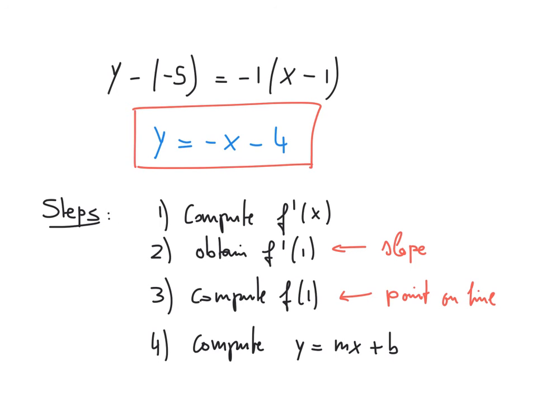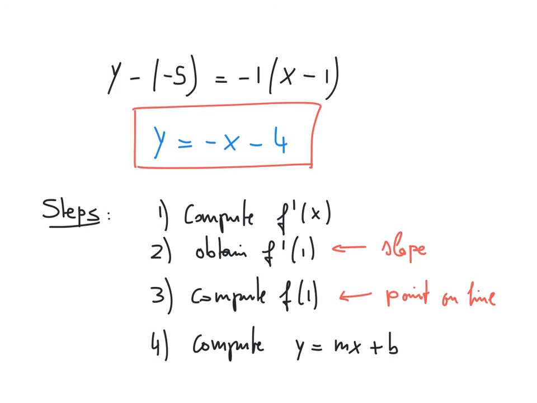So let's go over the steps here, because this is the general template that applies to all of these kinds of problems where you have to compute the equation of the tangent line. First, you compute the derivative. You plug in the x value at which you want to compute the equation of the tangent line. In our case, that's 1. That gives you the slope of the line.